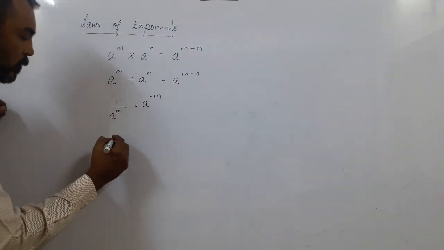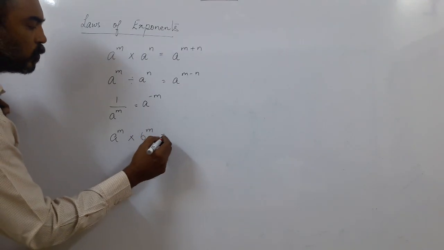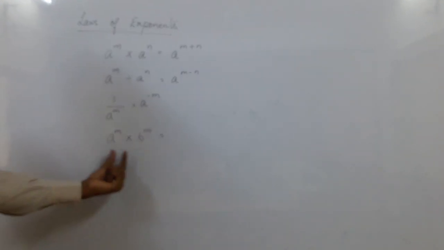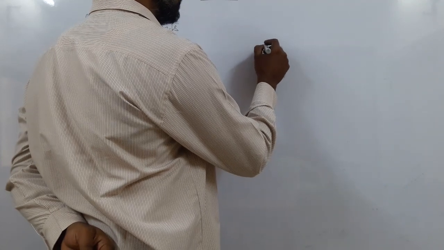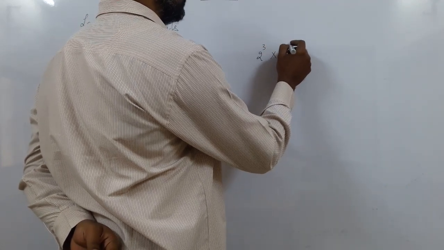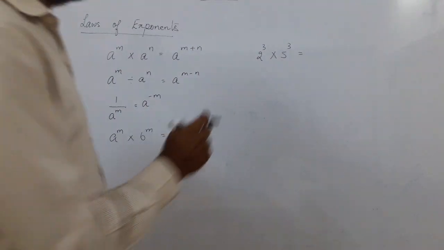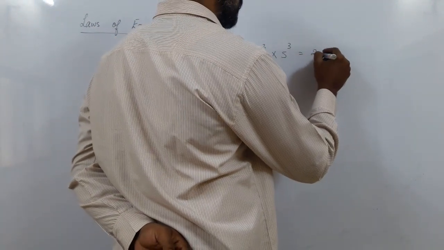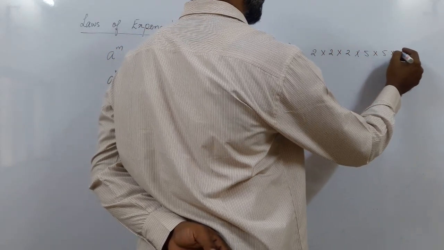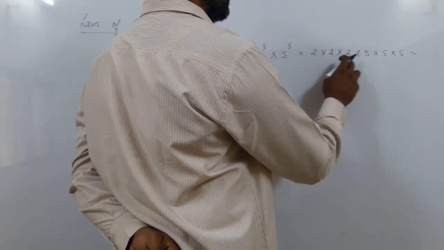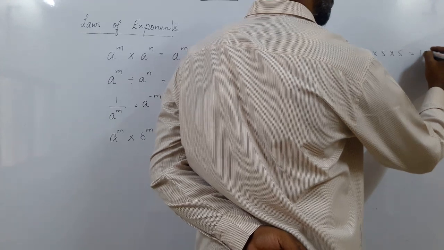Then we have also one rule, a raised to m into b raised to m. What is this? This time the base is not the same, the power is same. Let us check. 2 raised to 3 into 5 raised to 3. The base is not the same, the power is the same. So what is this? I can write 2 into 2 into 2 into 5 into 5 into 5. Yes? This is 8, this is 125. 8 into 125 is 1000.